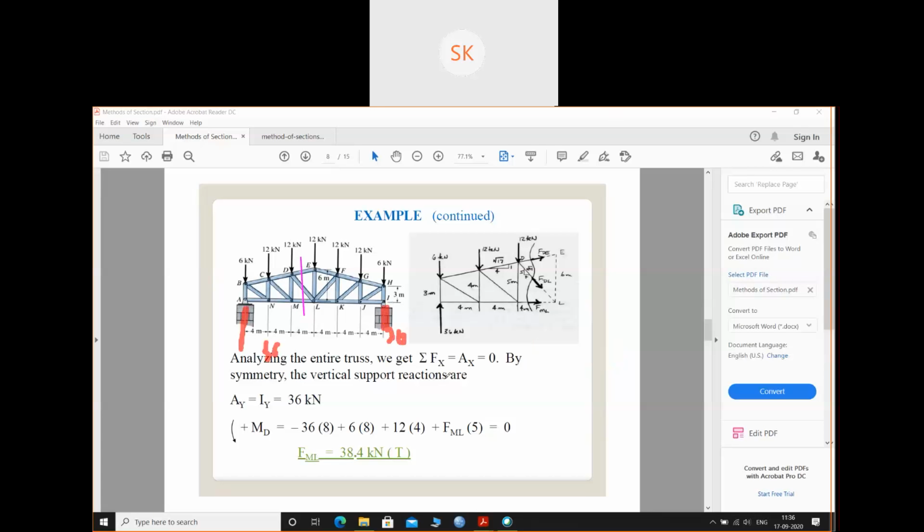Got it? Am I clear? Please respond. This part is clear or not? How we got 36? Please respond.